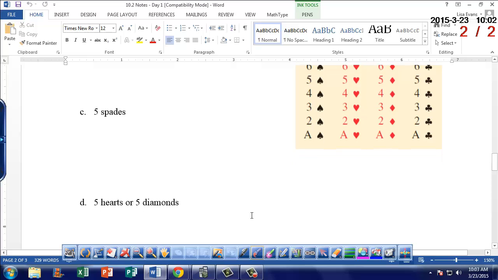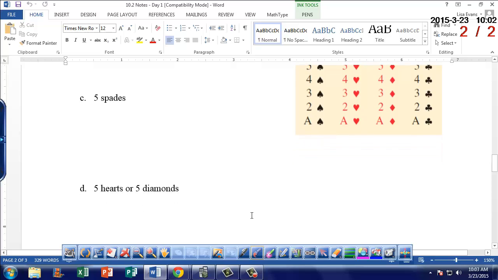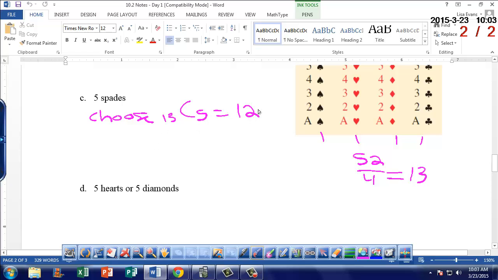Now we're choosing 5 spades. Okay, how many spades do we have? We only have 13. How do I know that? Because I have 4 different suits. So 52 divided by 4 is 13. So I'm choosing 5 of 13 spades. When I do that, I get 1,287.